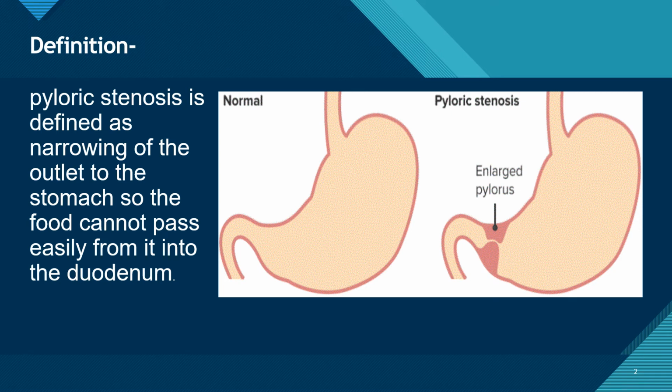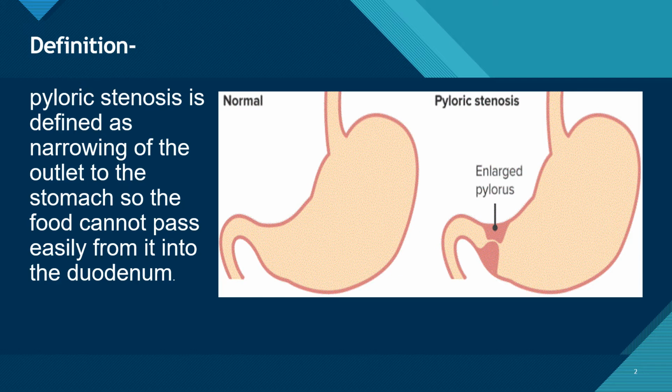So let's start with the definition. The definition is saying that pyloric stenosis is defined as narrowing of the outlet to the stomach, so the food cannot pass easily from it into the duodenum. Before we understand the definition, let's understand what pyloric stenosis means. Stenosis means narrowing.